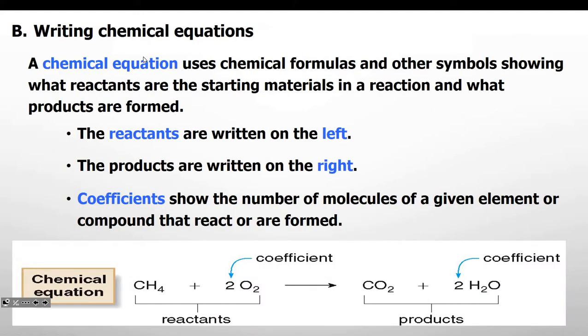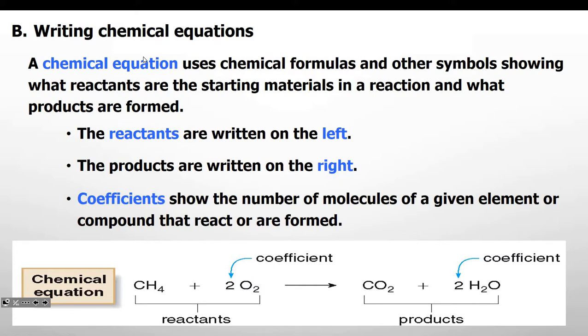Okay, so writing chemical equations, we need to be able to know what is where. Reactants are always on the left, products are on the right, and the arrow always points to the products. Coefficients tell me how many of each thing I need. Coefficients are the bigger number in front of a compound. That tells me how many of each of those I need. So like you need 1 CH4 plus 2 O2.